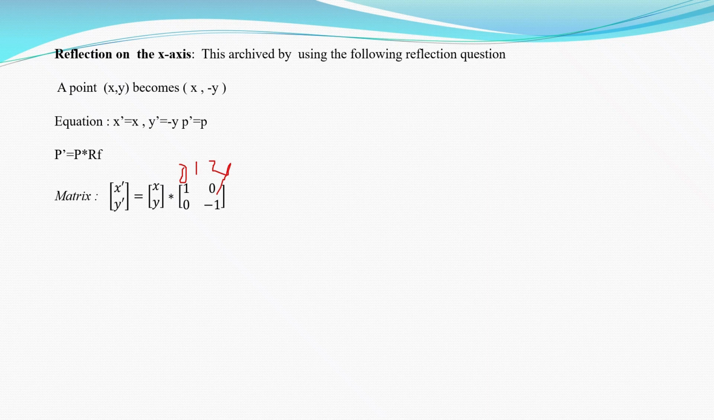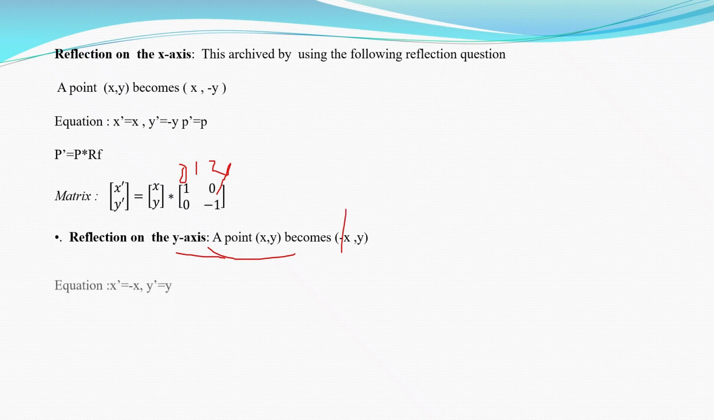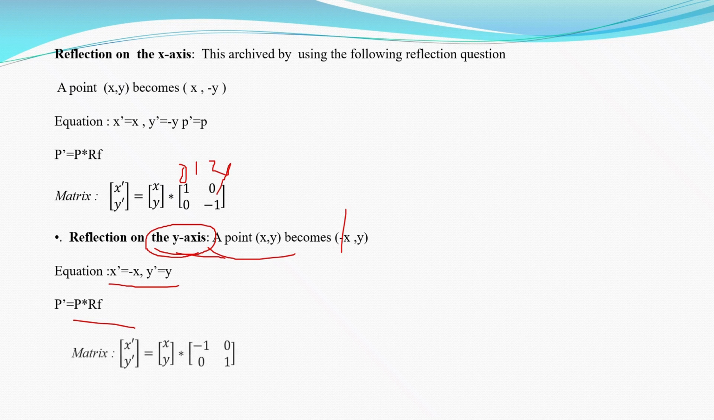Next, what about the y-axis? How will the points be reflected? Here the x coordinate gets a negative value. The equation is x dash equals minus x, y dash equals y. So p dash equals p into Rf. We have to concentrate on which axis we are changing. The matrix is this one. Since we are reflecting on the y-axis, x will be minus 1. With the help of one example we will see how it reflects.